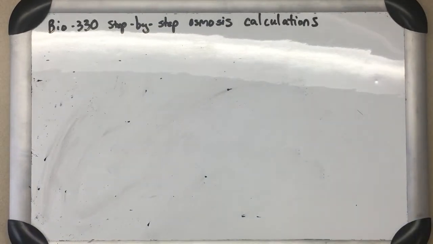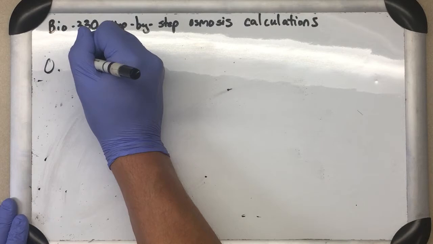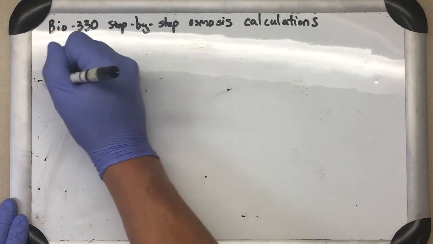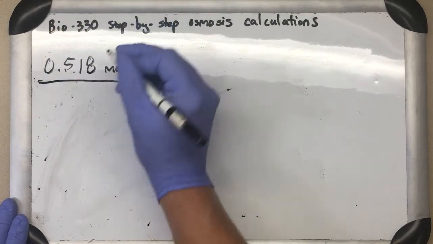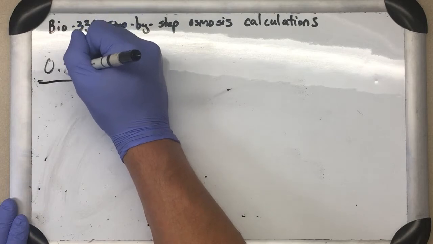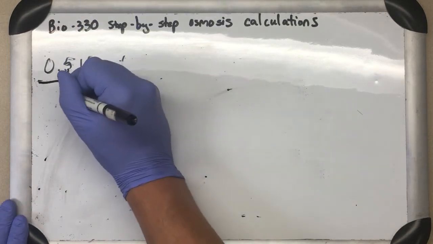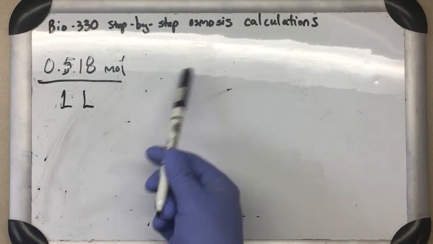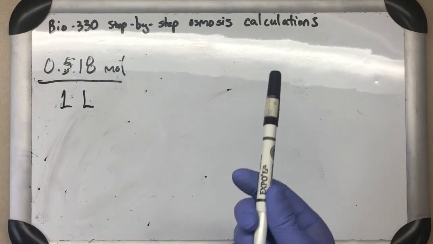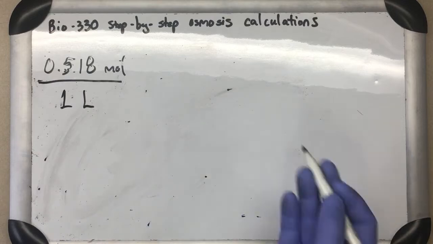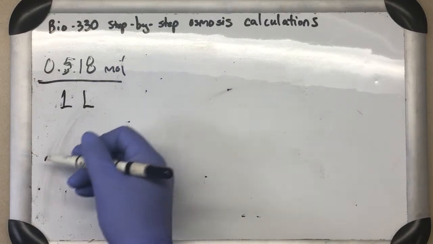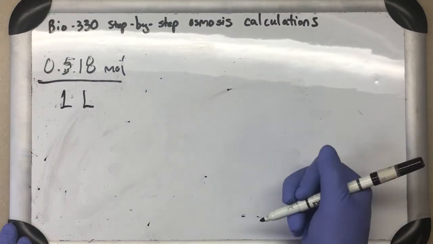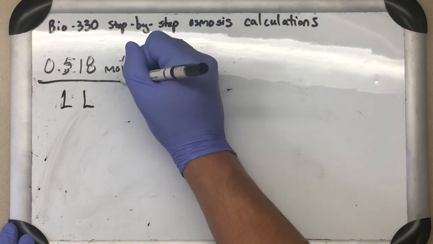All right. So now we are at this stage. We have 0.518 moles over 1 liter. And remember, this is the same exact value that we started all the way in the beginning with, the 3 grams of sodium chloride per deciliter. We've just now converted it to these new values that we can transfer into something more useful.